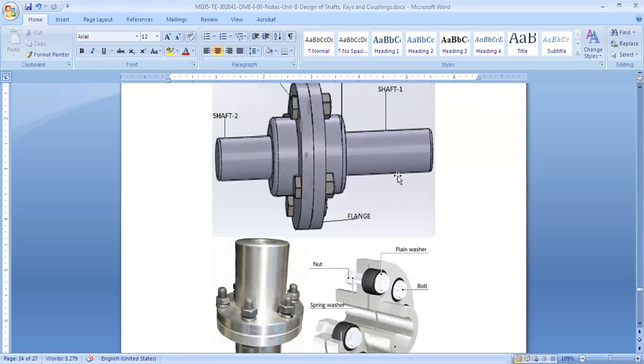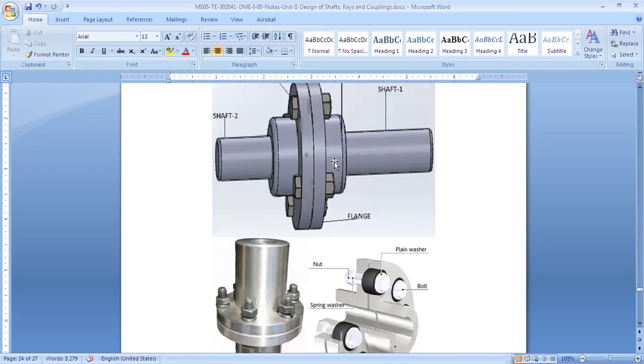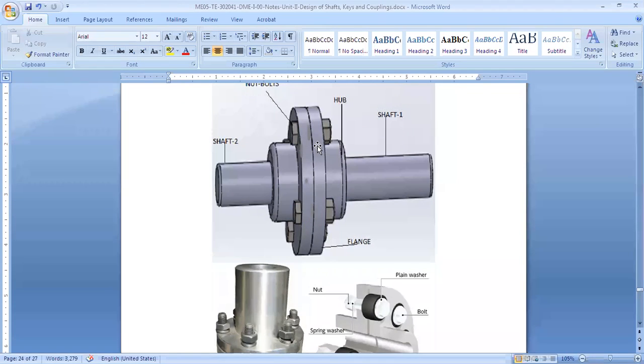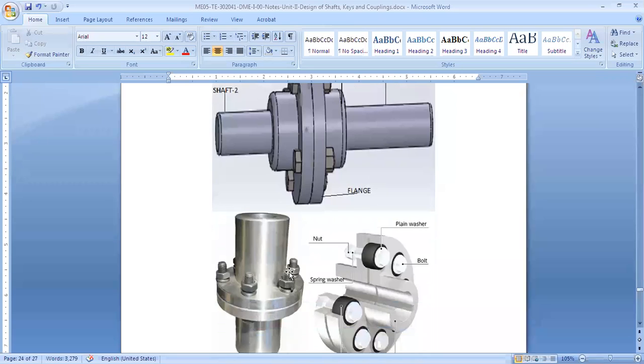Okay, so you got that. The torque will be coming from the input shaft. It will be transferred to the hub, right? And then from the hub it will go to the flanges. Flanges will transfer the torque to the nut and bolts, and the nut and bolts will again transfer it to the flange, hub, and then it will go to the shaft. So it is very simple and straightforward.